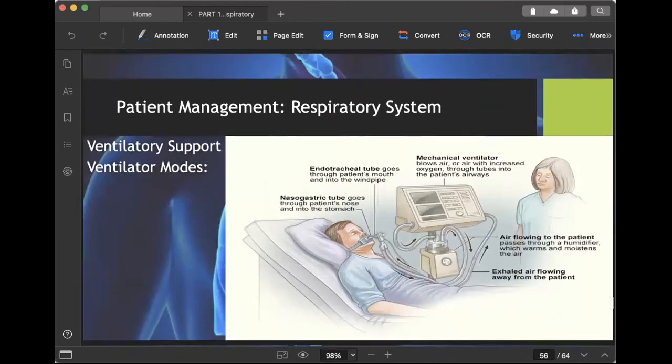Okay, how about this one? Your ventilatory support or ventilator modes or your mech vent. This means the patient is on a machine that actually helps them to breathe. Of course, it's because they can't breathe properly on their own. Now, what is happening here is a tube is put in through their nose or their mouth into your trachea, and it is attached to your ventilator. The ventilator is the machine that can give a breath to a patient who may have trouble breathing or is not able to breathe on their own.